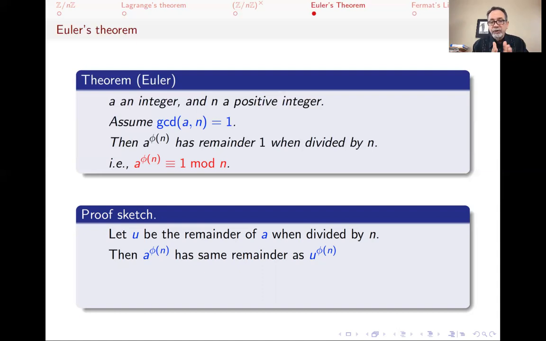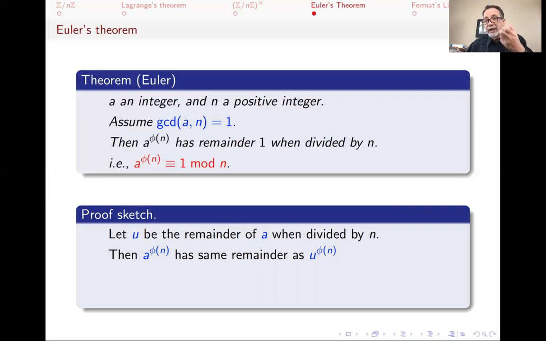Because if you divide a by n and get remainder u, that means that a is nk plus u. So what will a squared be? a squared will be nk plus u times nk plus u. If you multiply that using the distributive law, every term would have some factor of n except for u squared. And so the remainder of a squared and u squared when divided by n, everything is already divisible by n, except possibly u squared.